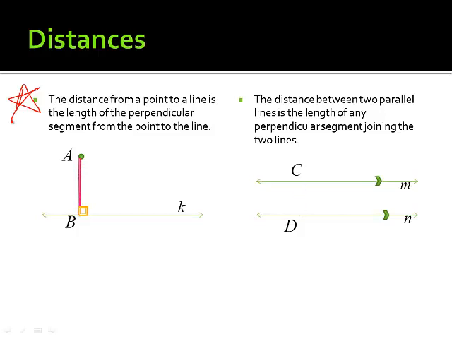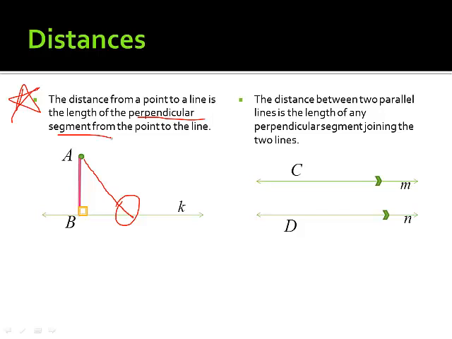Okay? So if I drew a line that's kind of random, like this, to K, and measured it with a ruler, since I don't have a right angle, I can't say that it's a distance. It has to be the perpendicular segment from the point to the line that we're measuring.